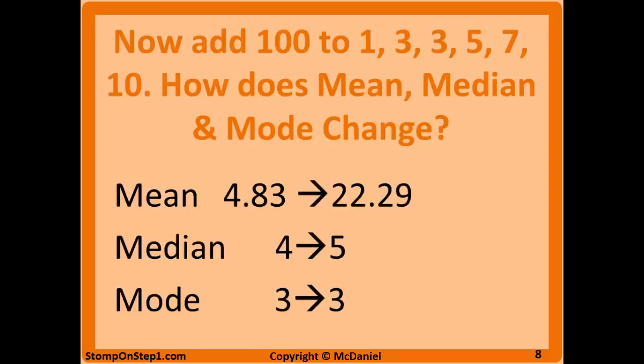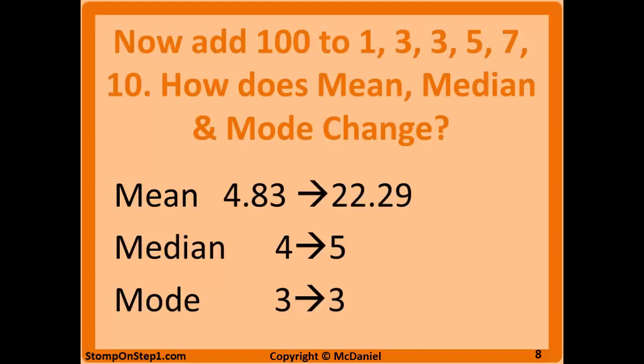And you can see that the mean changes a ton. It goes from 4.8, which we calculated before, all the way up to 22. So that's a huge change. The median increases from 4 that we calculated before to 5. And the mode is the same in both cases.